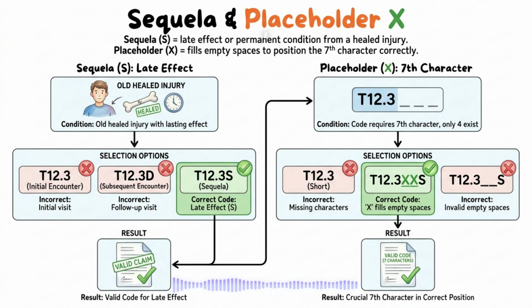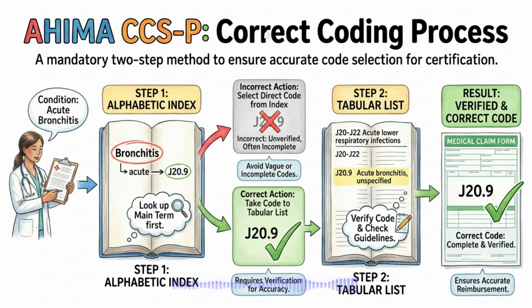Working with 7th characters introduces a common exam trap involving the placeholder character X. If a code requires a 7th character, but only has 4 or 5 characters naturally, you must use the letter X as a dummy placeholder to fill the empty spaces. This ensures that the crucial 7th character ends up in the correct 7th position, making the code legally valid.